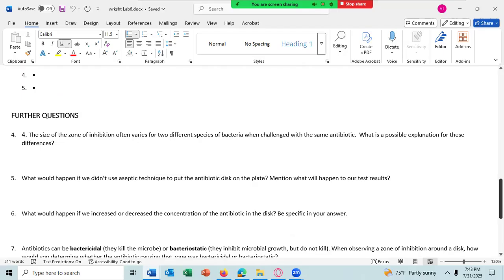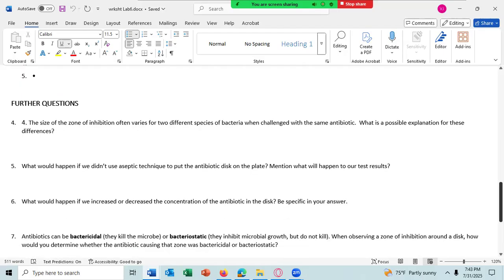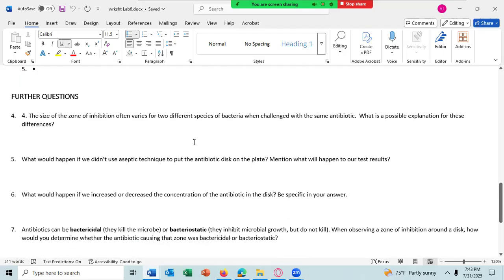4, the size of the zone of inhibition often varies for 2 different species of bacteria when challenged with the same antibiotic. What is a possible explanation for these differences? 5, what would happen if we didn't use aseptic technique to put the antibiotic disc on the plate? Mention what will happen to our test results. So what would happen, and then mention what happened to the test results.